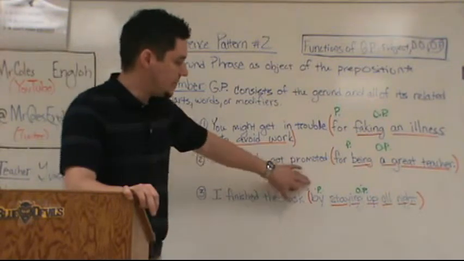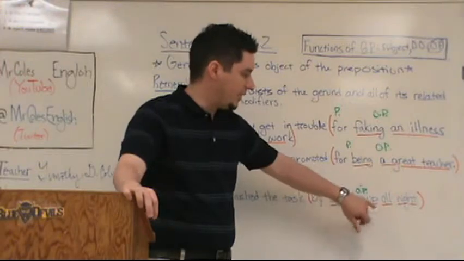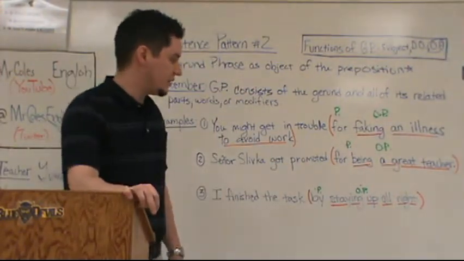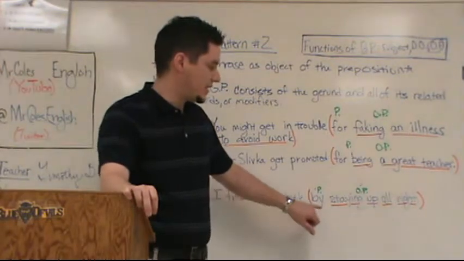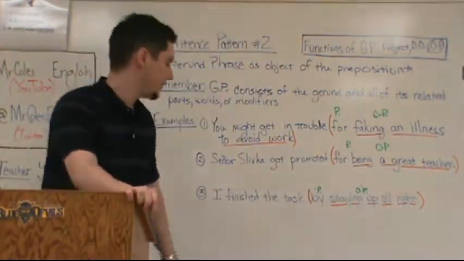All right, in this case our preposition is by. We have our gerund, staying. And then up all night is modifying our gerund staying. So together we have a preposition and then a gerund phrase as our object of the preposition.